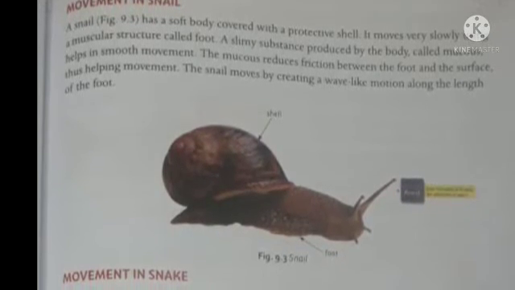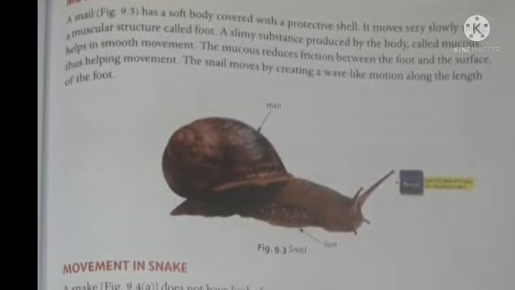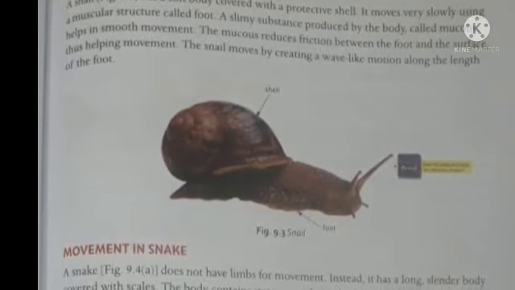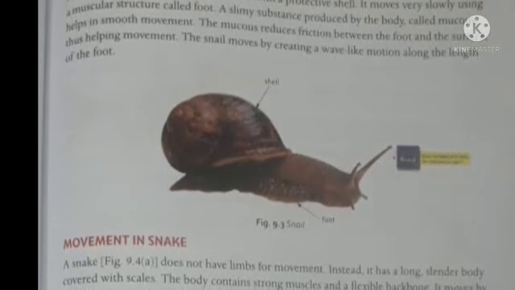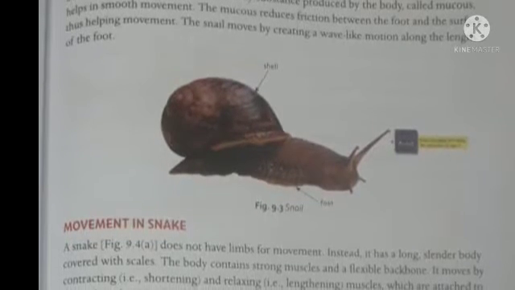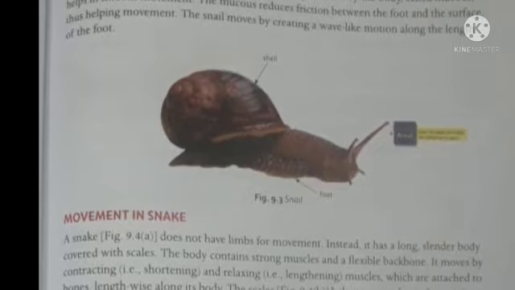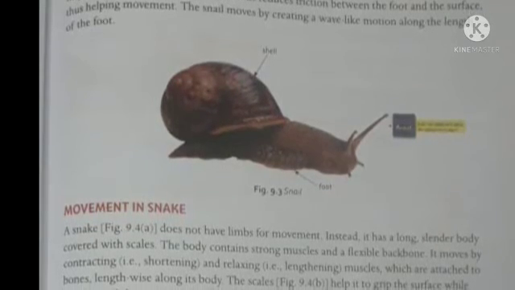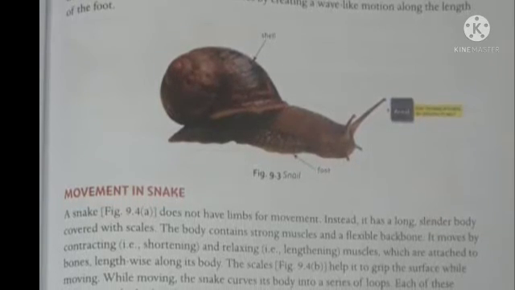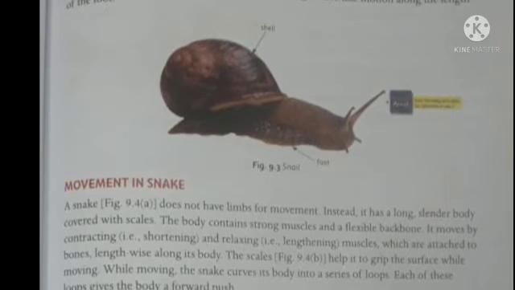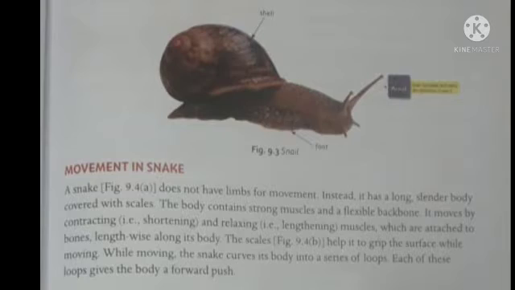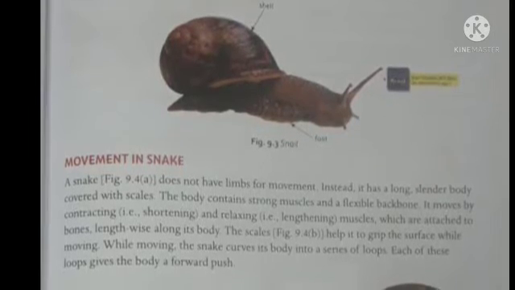So students, all of you have seen a snail. It has a soft body which is covered with a protective shell. It moves very slowly with the help of the muscular structure present at the base of the snail, which is called the foot. Also, it produces a slimy substance called mucus, which helps in smooth movement, because this mucus reduces the friction between the foot and the surface. A snail moves by creating a wave-like motion along the length of the foot.